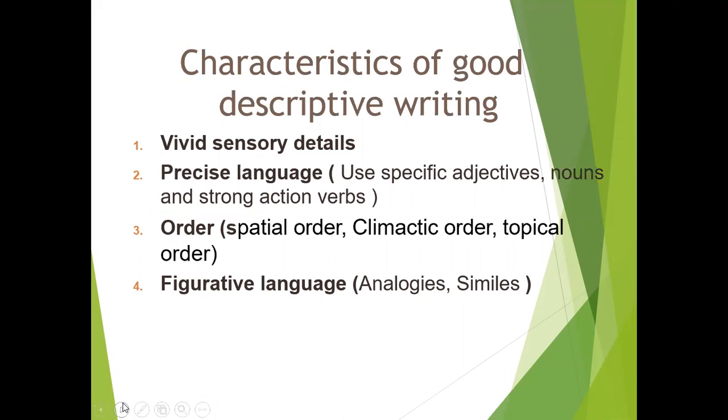Sensory details means that it should involve all your senses. If you are talking about an object which we can touch, what are some of the adjectives you can use? Whether it is soft or hard, whether its surface is smooth or rough. So those are touch details. And when you just look at it, how big is it or how small is it? Whether it is tiny or big or huge.